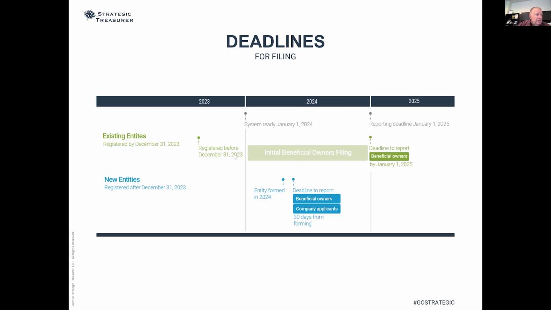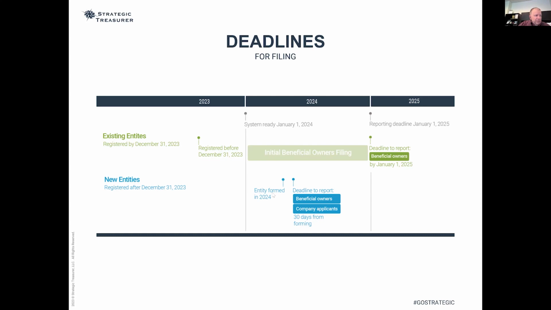If they existed before December 31st, the filing has to be done by January 1st, 2025, which means you want to file it during 2024. But that's the reporting deadline. The BOSS system is expected to be ready January 1st, 2024. So you could file ahead of time for all of these existing companies.